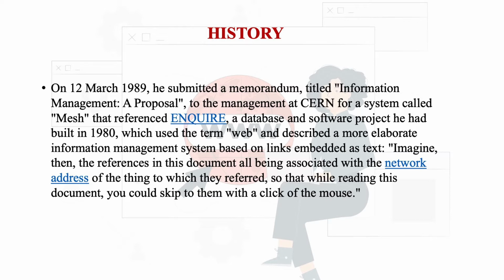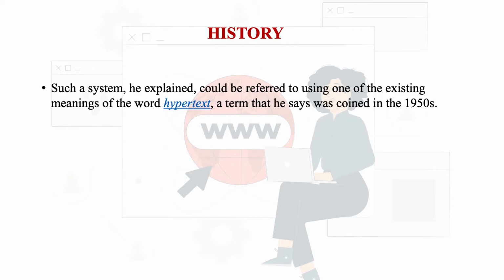"Imagine, then, the references in this document all being associated with the network address of the thing to which they referred, so that while reading this document, you could skip to them with a click of the mouse." Such a system was explained by him as one of the existing meanings of the word hypertext, a term that he says was coined in the 1950s.